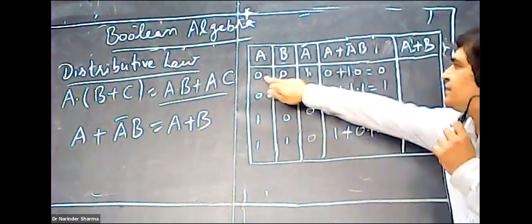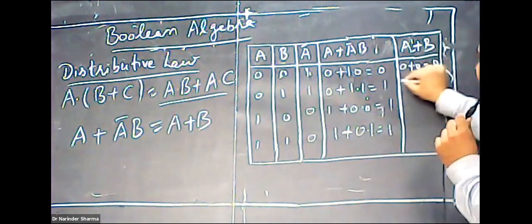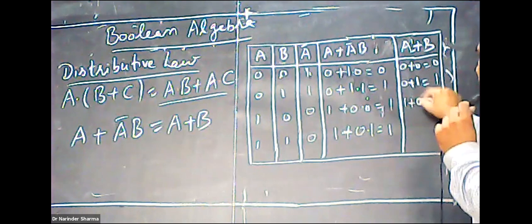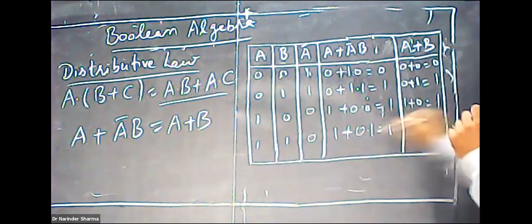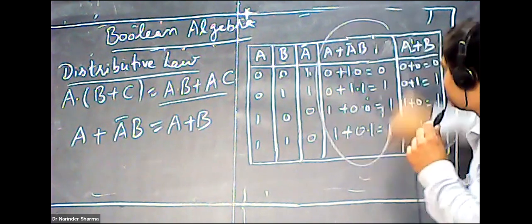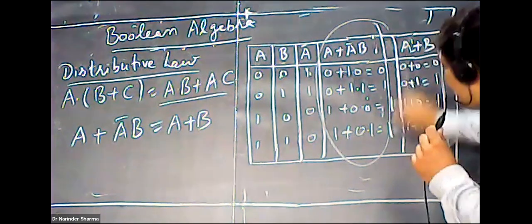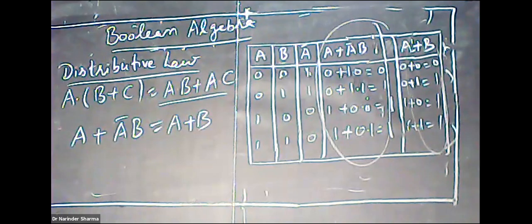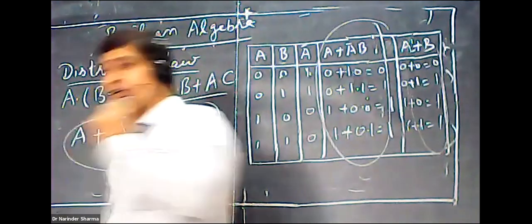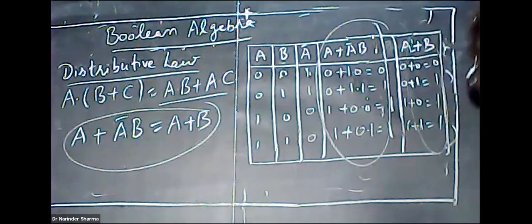Here we will use 0 plus 0, that is equal to 0. 0 plus 1, that is equal to 1. 1 plus 0, that is equal to 1. 1 plus 1, that is again equal to 1. So from these two columns, you can check that this is 0 1 1 1. This is again 0 1 1 1. So both are identical. So we have proved this identity. We can prove any identity by using this truth table method.